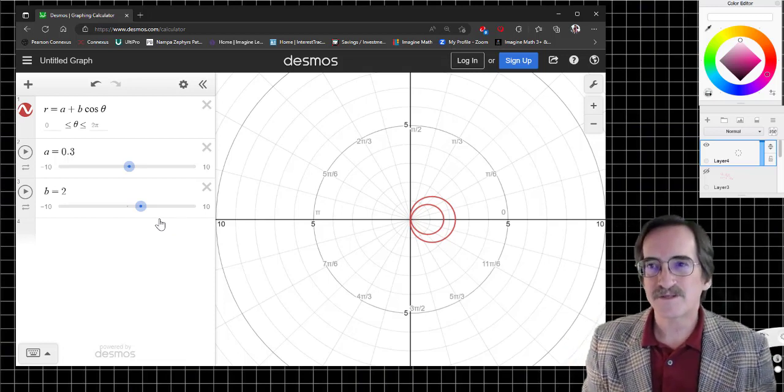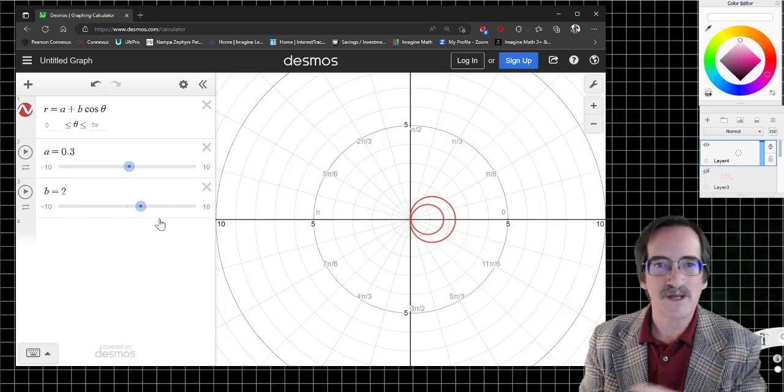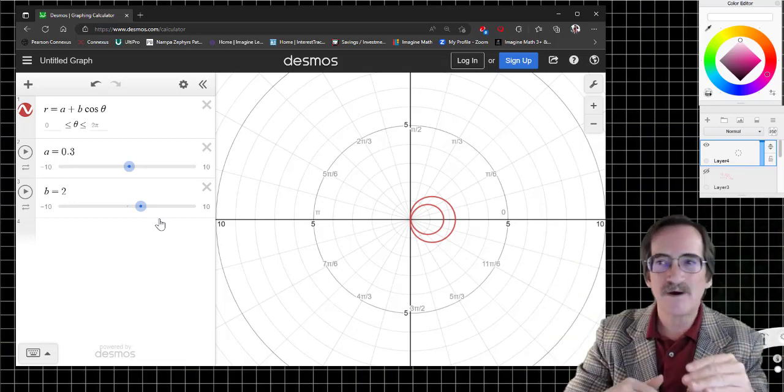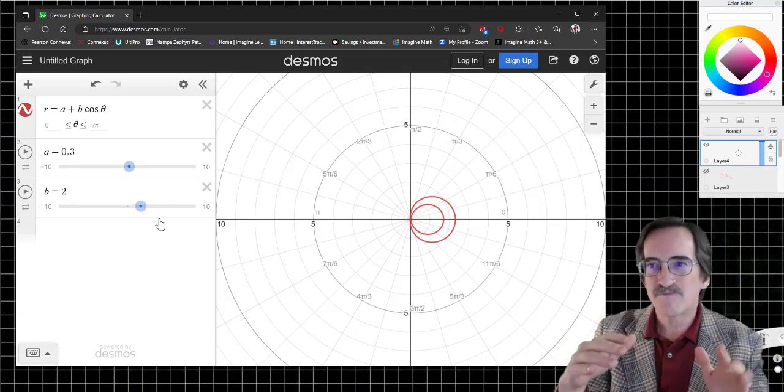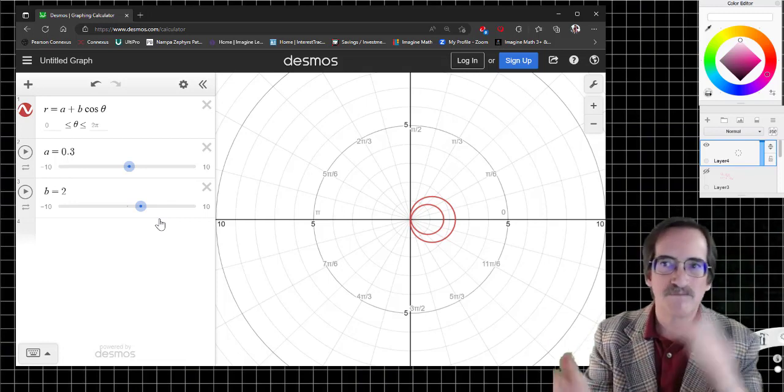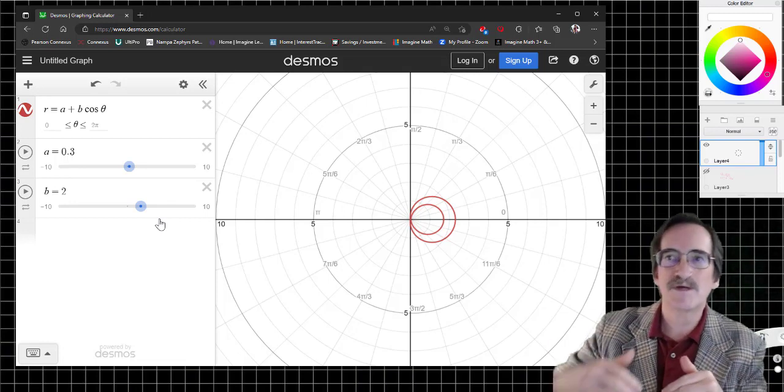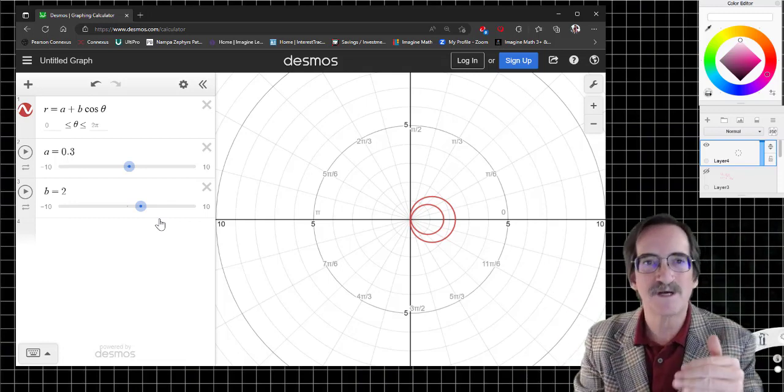This whole class of functions: cosine goes right and left, sine goes up and down. If it's plus cosine, it's to the right. If it's minus cosine, it's to the left. If it's plus sine, it's up. If it's minus sine, it's down.